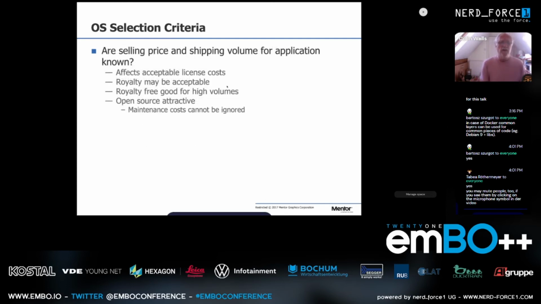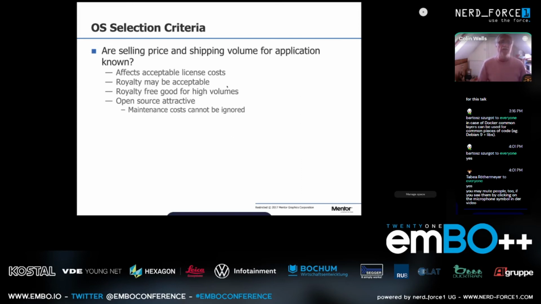On the commercial side, are the selling price and shipping volume for your application known? They probably are, because when you're developing a new product, you must have some idea of how many you're going to sell or what you're going to sell it for. This affects what licensing costs are acceptable. It might mean a royalty is good, it might mean royalty-free is appropriate. So if you're producing very high volumes, you probably want royalty-free, but if you're producing very low volumes, it might be more economic to pay as you go along.